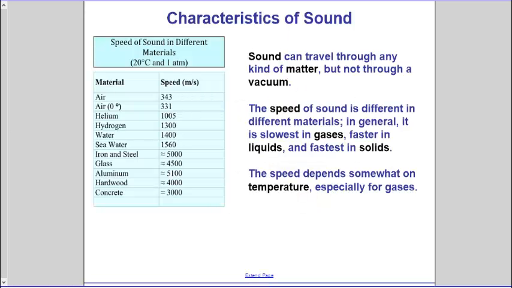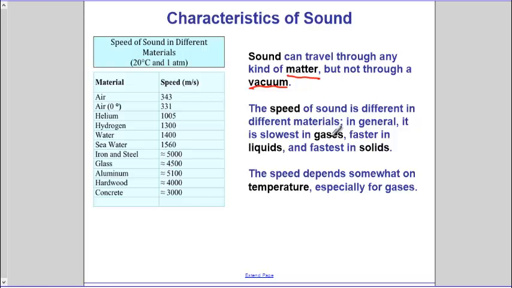Sorry about that. Sound is a wave that requires a medium. A medium is simply a material. So sound does require matter to travel, but it cannot travel through a vacuum, so there's no sound in space. Sound will travel in different materials with different speeds.